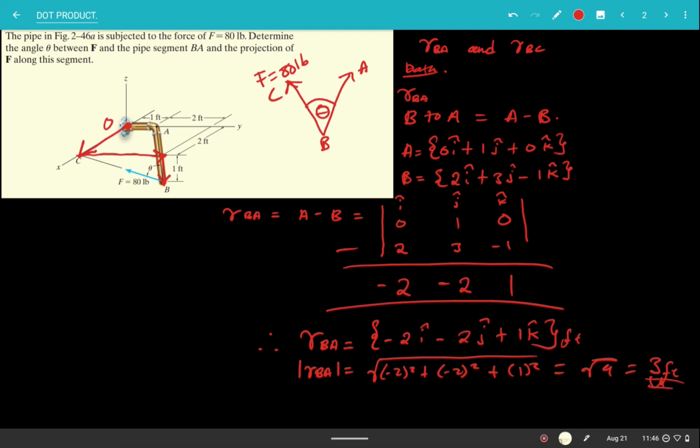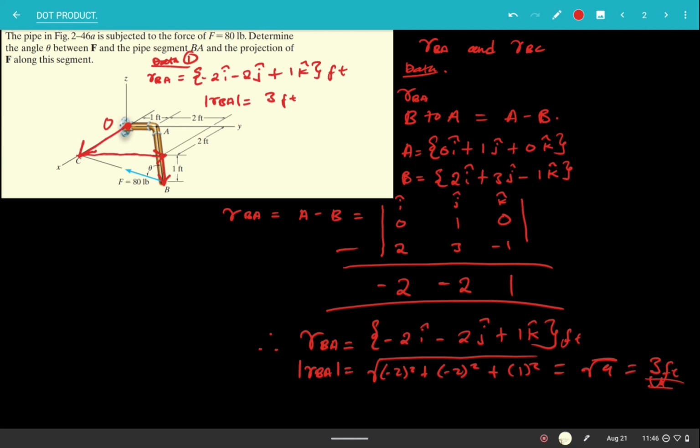Now in a similar manner as we have done for RBA, let's do the same for RBC. So I'll get the information that we have now for RBA and put it somewhere so I can store it somewhere. Alright, so I'm erasing this. So now let me put it here as our data 1. So RBA has been found to have the positions -2 in the I, -2 in the J, +1 in the K. And these are in feet. Not just that, its magnitude, which is RBA, has been found to be 3 feet.